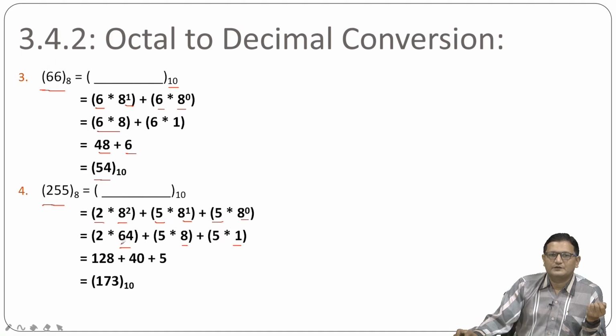Now you just need to compute: 2 into 64 makes 128. Similarly, 8 fives are 40, so we write 40, and 5 into 1 is 5. Adding 128 plus 40 plus 5, you get 173. So 255 octal is equal to the decimal number 173, fine. Okay.